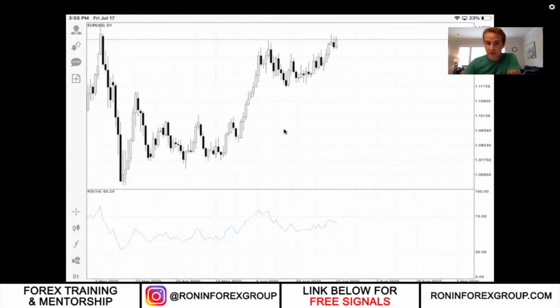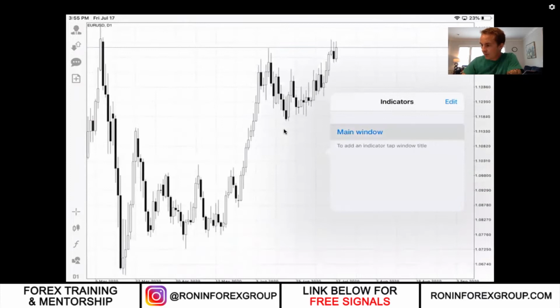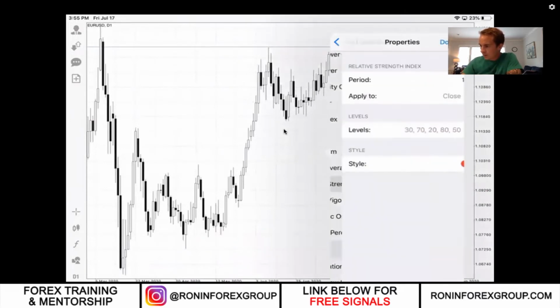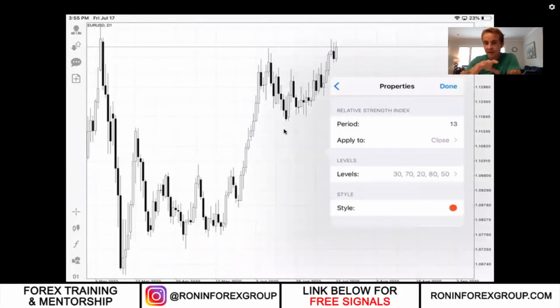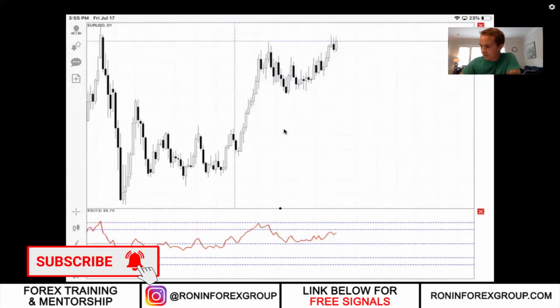Right now, it's still got just the Japanese classic black candlestick. So I'm going to remove this relative strength indicator and put my settings on there. These are my settings, if you want to pause it: period 13, close, 30, 70, 20, 80, 50. Done. There we are. We'll move that down just a little bit.